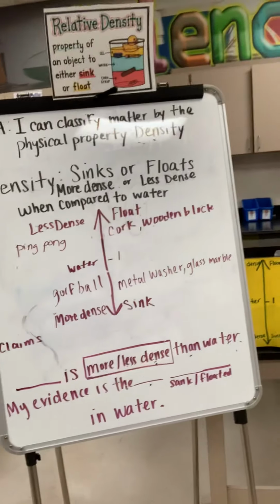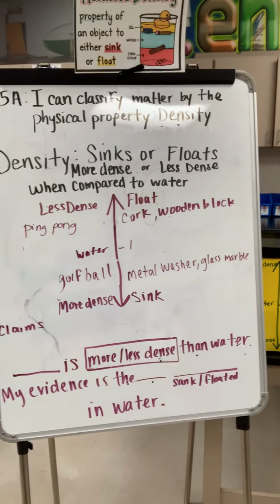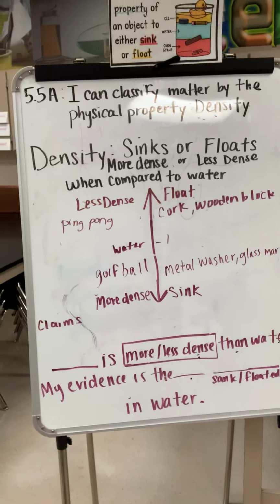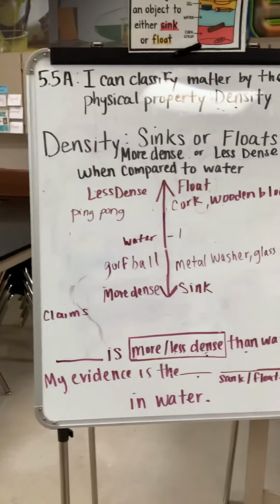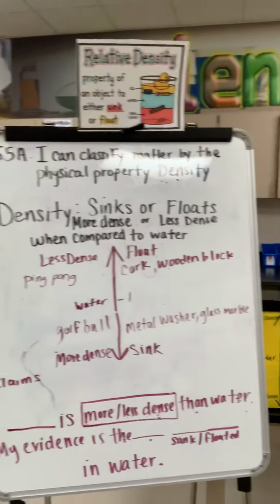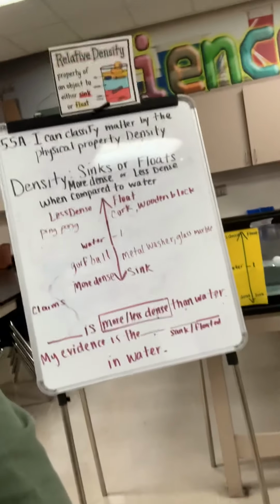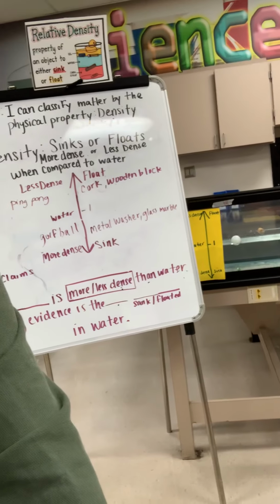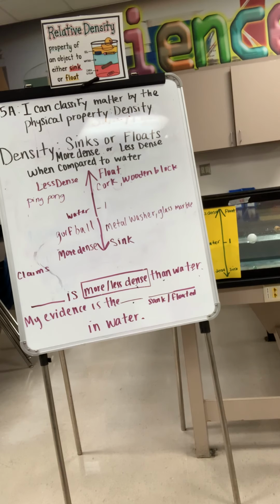So now we're going to plug it in to our sentence stem using our claims and evidence. So I can pick any one of my items and I'll start with our cork. So I know that cork is less dense than water, and my evidence is that the cork floated in water.